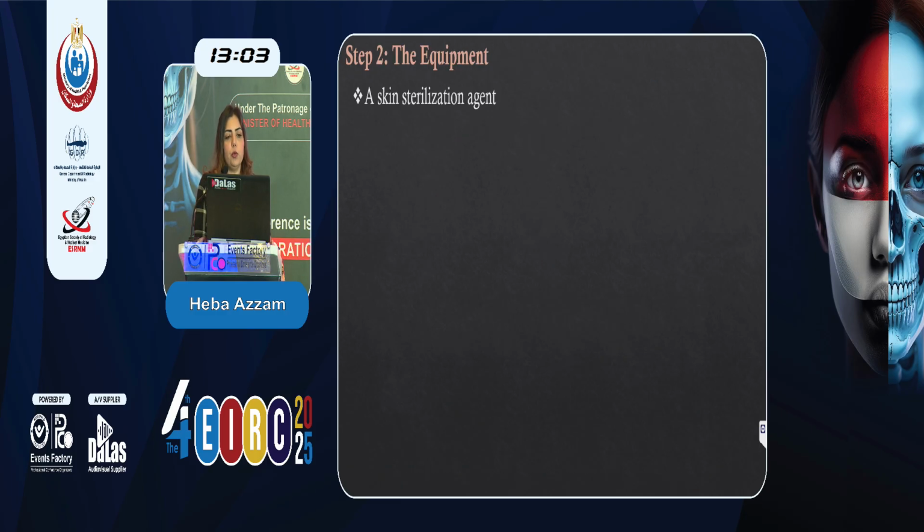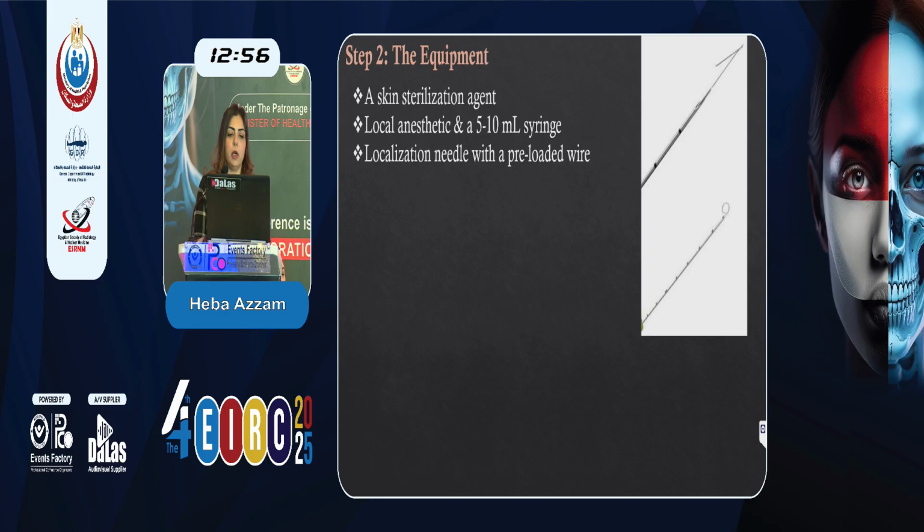The equipment we use are skin sterilizing agent, a local anesthetic, 5 to 10 millimeter syringe, and a localization needle with preloaded wire. Usually, the tip of the wire might vary in shape. It might be a hook or a pigtail. It's usually hidden within the localizing needle. It's only apparent after localizing the lesion. We push the wire tip to fix the lesion. However, we can see it before.